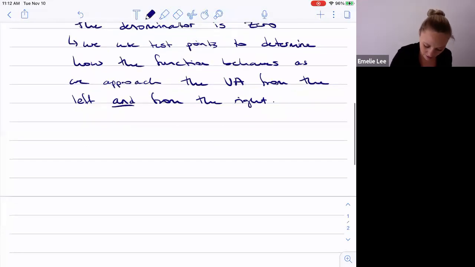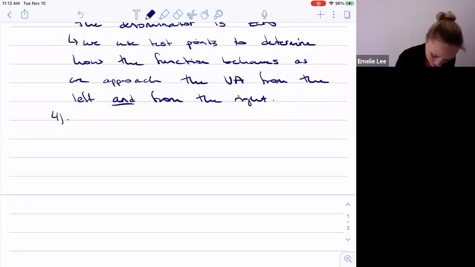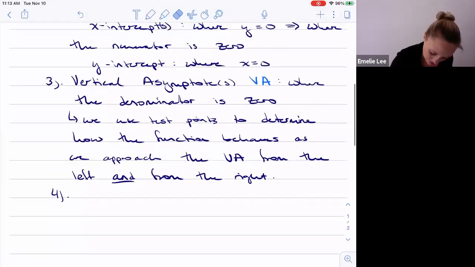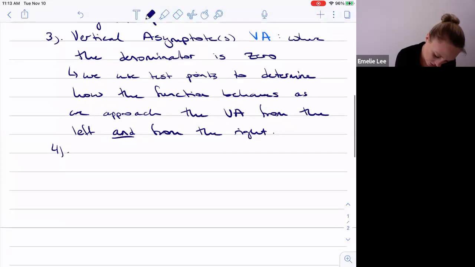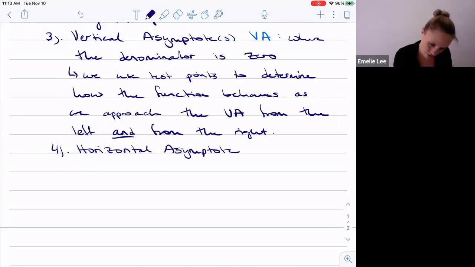Step 4 is to find the horizontal asymptote. Horizontal asymptotes, there's only one, for us at least. In fact, just generally, if it's a polynomial over a polynomial.